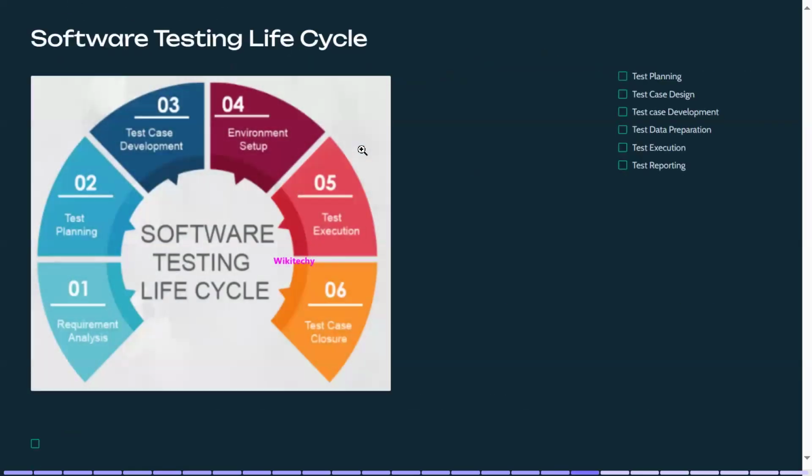This is the software test life cycle. These are nothing but the roles and responsibilities of a software test engineer, starting from requirement analysis, test planning, test case development, environment test setup, test execution, and test case closure. These all come under the software testing life cycle.